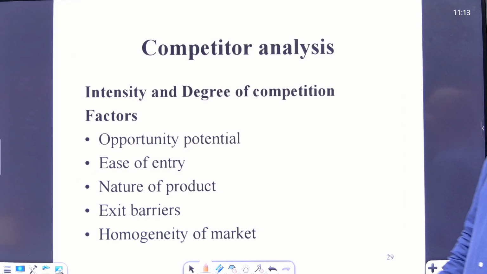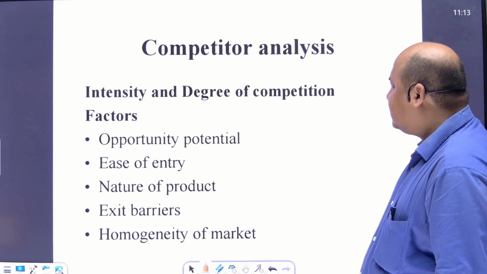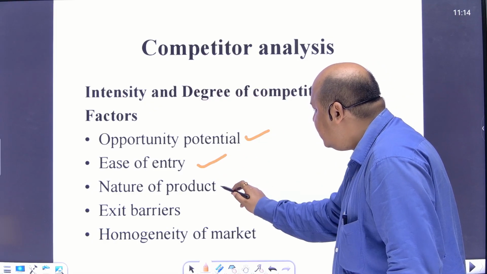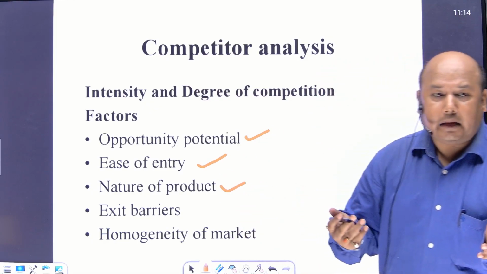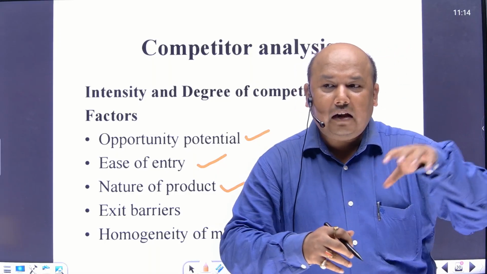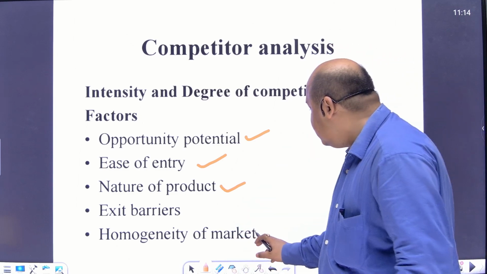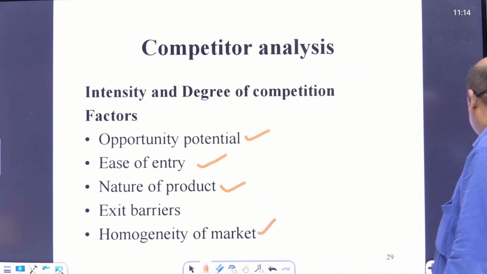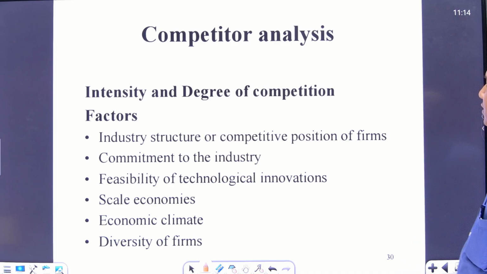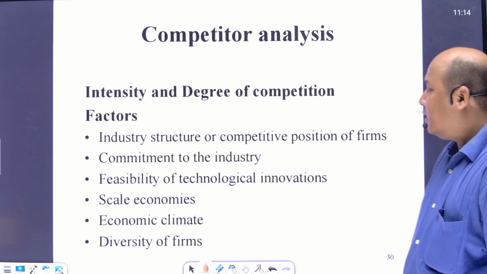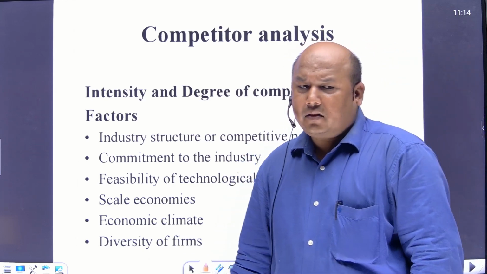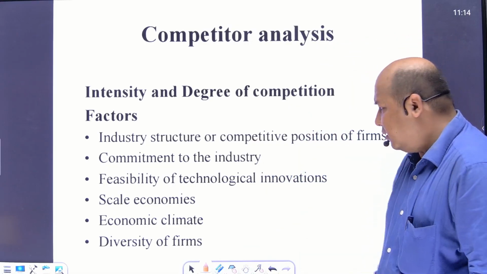So now we talk about the intensity and degree of competition factors. Opportunity, potential, ease of entry, nature of product. What is the exit barrier? I cannot exit because fixed costs are there, variable costs are there. So homogeneity of market is very much important. Now the intensity and degree of competition factors: industry structure or competitive position of firms, commitment to the industry. If you are not committed, whether it's a service-based company or a product-based company or a mix of both, you cannot survive in the market.